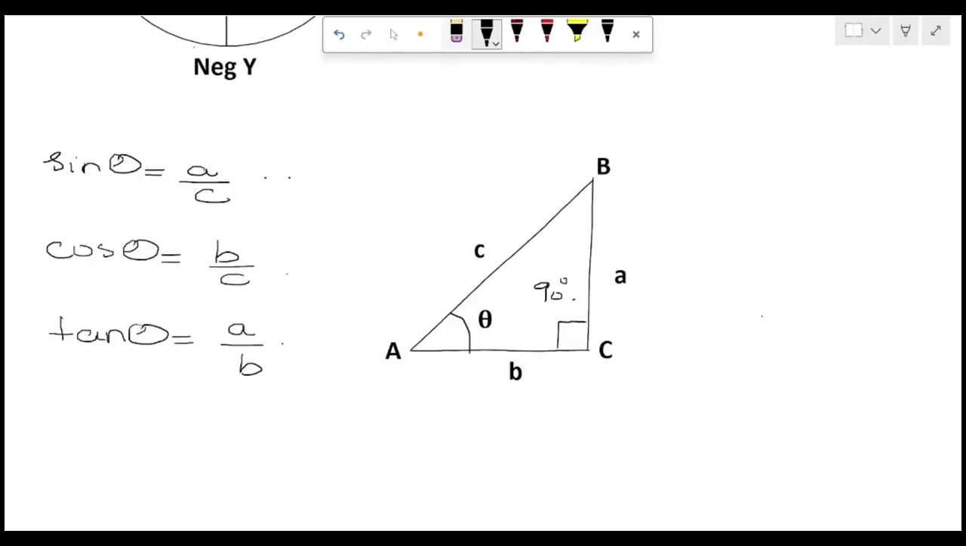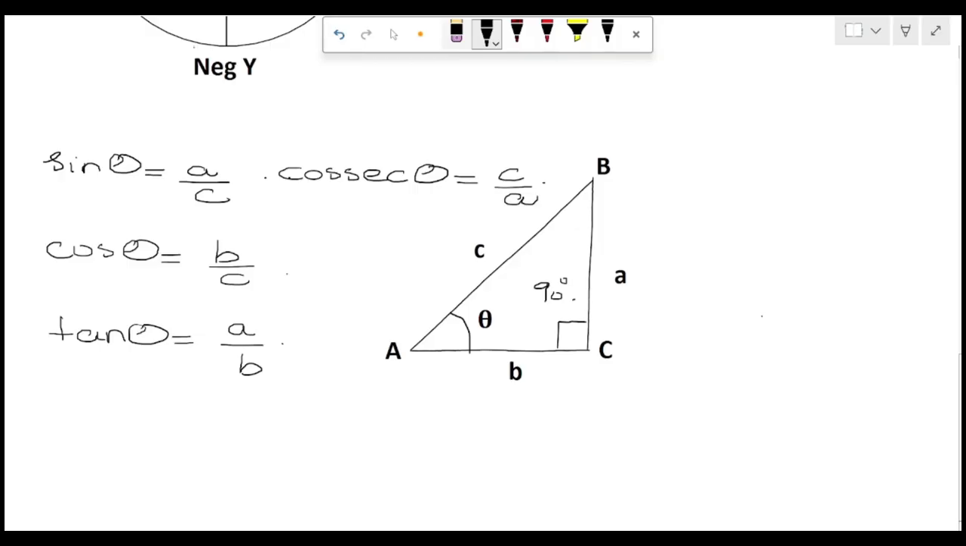What is their reciprocal? Reciprocal means what is their opposite. For example, we have sine theta. The opposite of sine theta is cosec. So we can write cosec theta and the value of cosec theta is the swapping of these values. So the numerator will go to the denominator and the denominator will go to the numerator. That means that the hypotenuse over the perpendicular is equal to cosec theta.